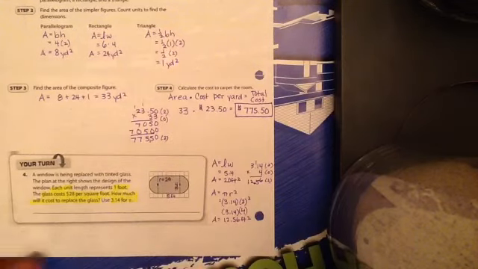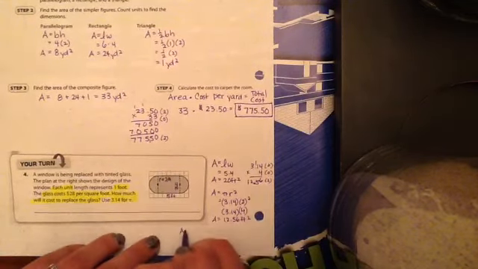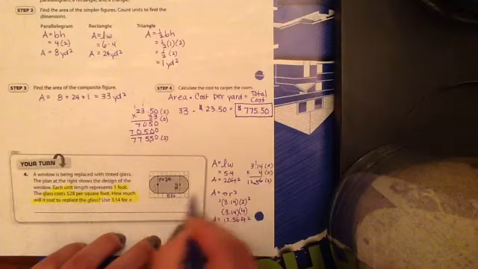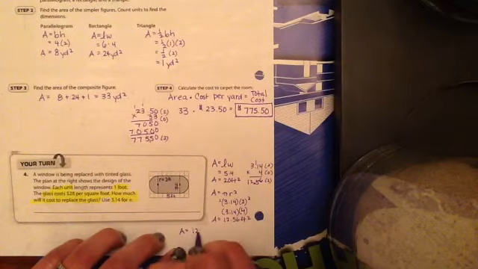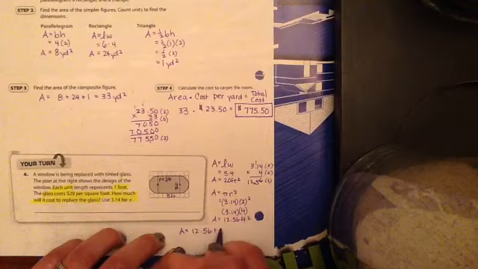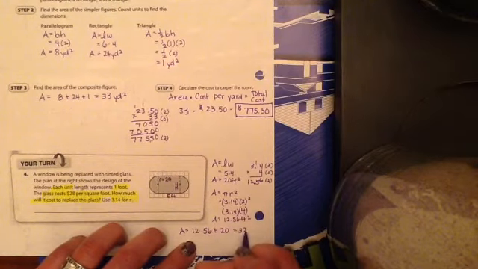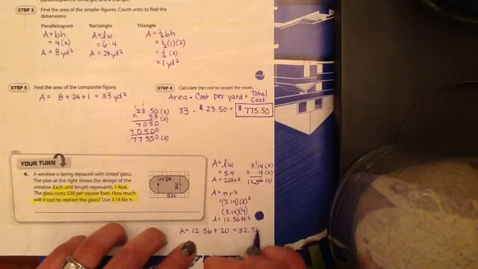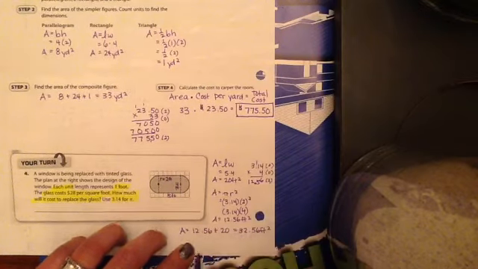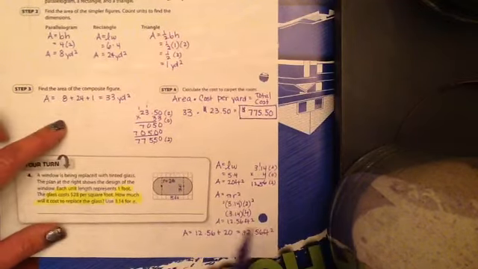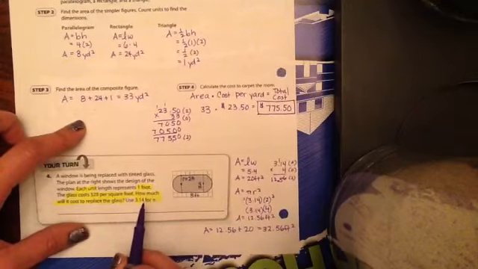Well, I'm going to have to add this up. So to find the area of my composite figure, or the whole window, is going to be 12.56 plus 20, which is going to just be 32.56 feet squared. But the question wasn't for the area, the question was for the cost.